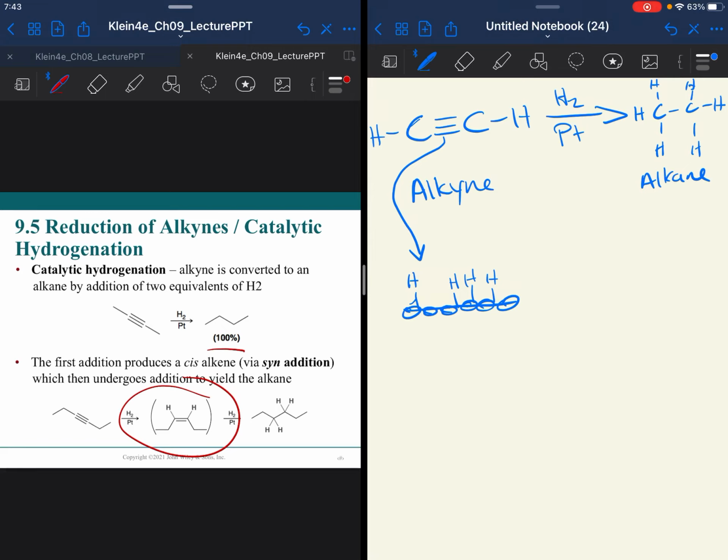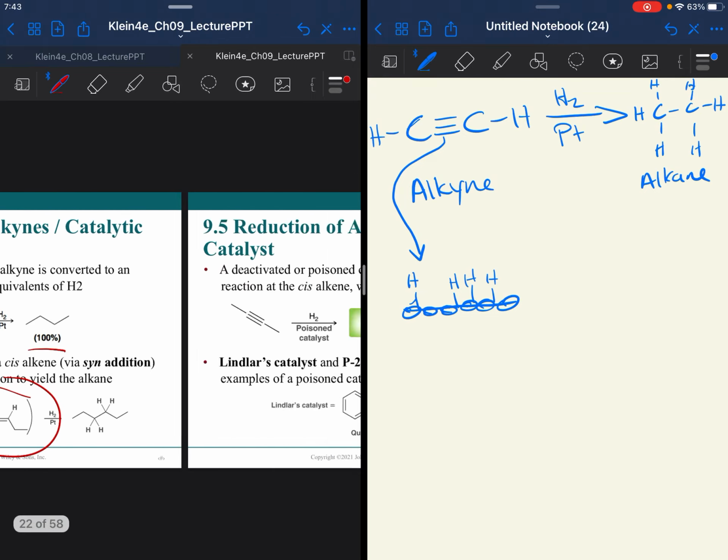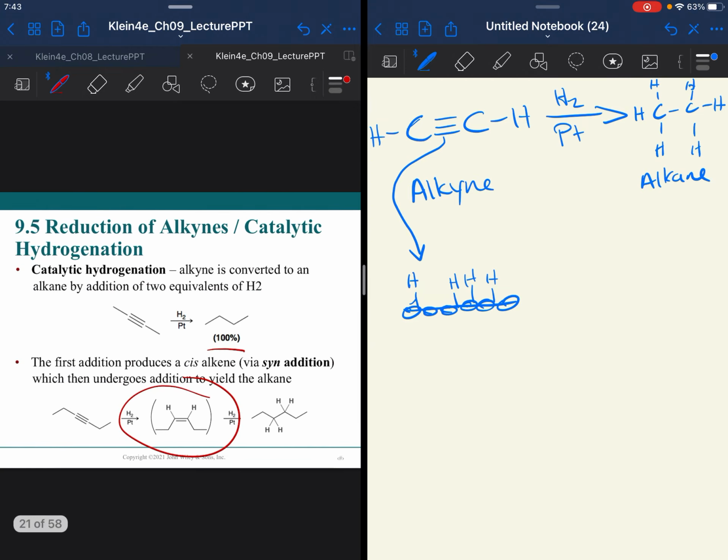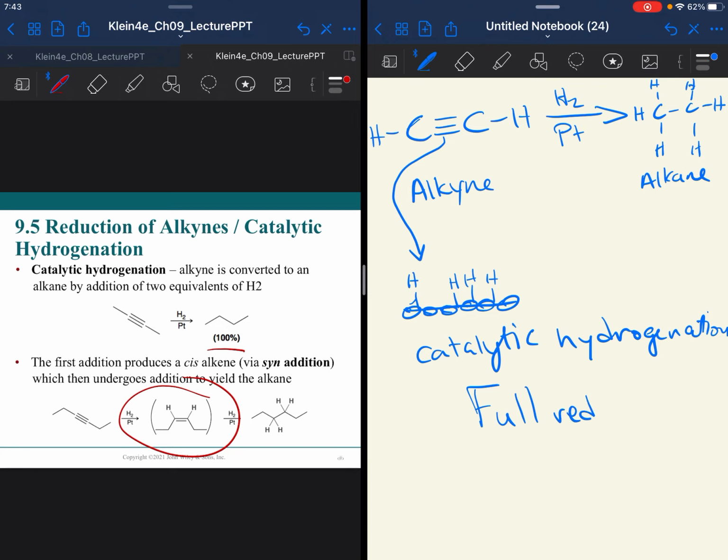Now, I'm an organic chemist, which means, as I've told you before, I'm a control freak. So what if I want to add just one H2 molecule? What if I want to stop at an alkene? Well, I have good news for you. We have ways to do this. So this first one, we're going to call not only catalytic hydrogenation, but this is a full reduction, a full hydrogenation.